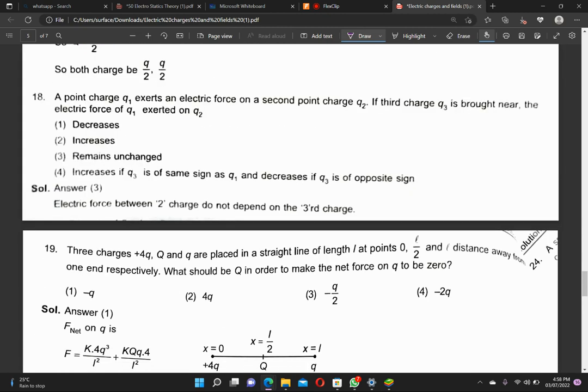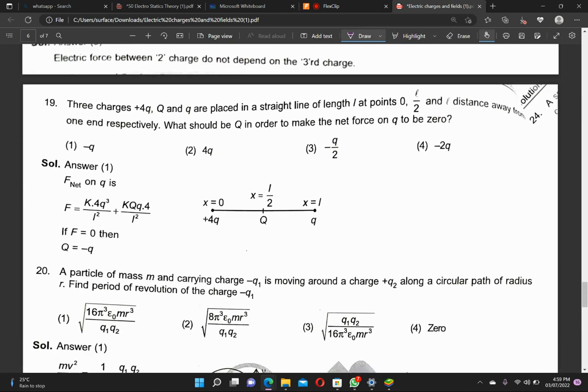Next, a point charge q1 exerts an electric force on a second point charge q2. If a third charge q3 is brought near, the electric force remains unchanged, because the electric force between two charges does not depend on the third charge. Whatever the electric force, attractive or repulsive, if a third charge is brought, nothing will be affected. Okay.